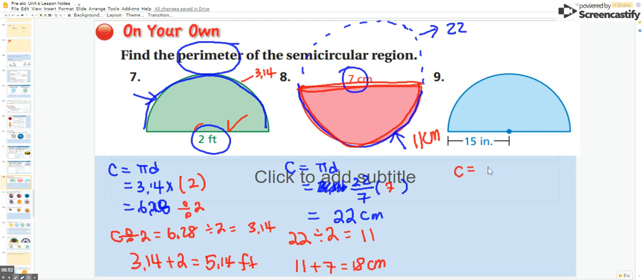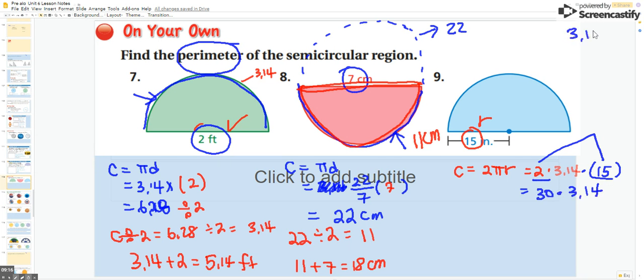And C is equal to, I'm going to use 2 pi r because we only know the radius, not the diameter. So 2, you need to plug in 3.14 times 15. And like I said, I'm going to multiply these integers first. 30 times 3.14. It's 942. Okay, and then you move a decimal.